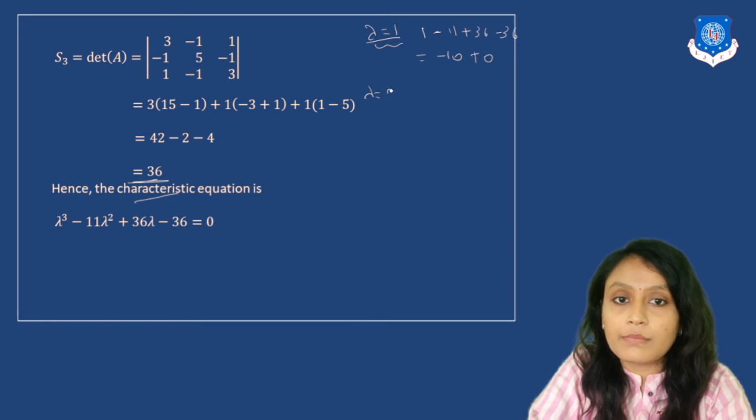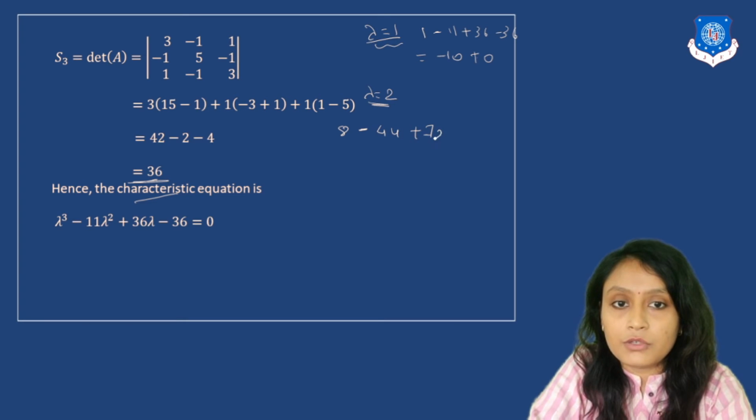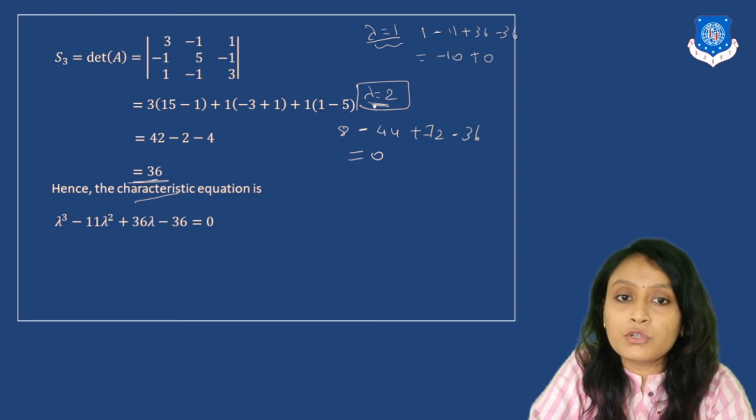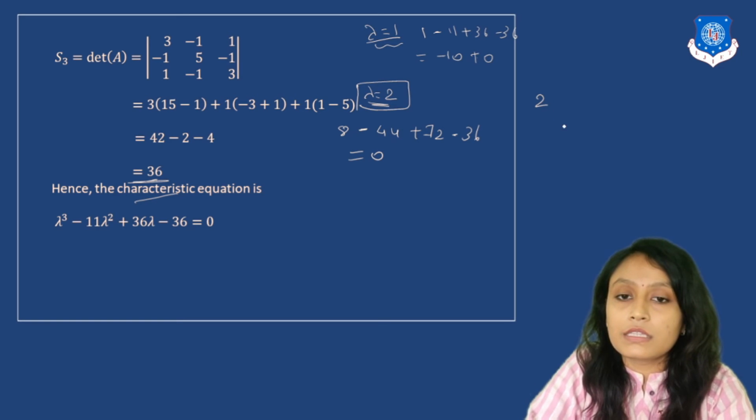So suppose take lambda is equal to 2. Okay, so for lambda is equal to 2, what you will get here? 8. Then here minus 44, then plus 72 and minus 36. If you simplify this, you will get the answer 0. So we can say that lambda is equal to 2 is a root of this equation. Okay, so we will solve this using synthetic division.